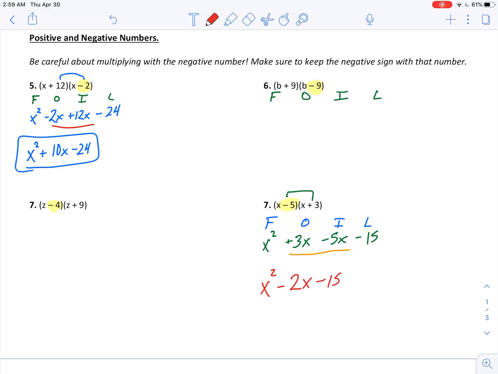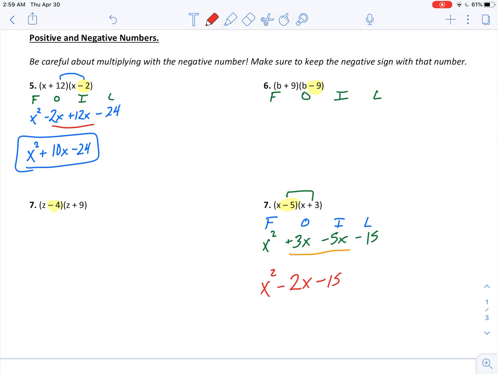So we can see if I had 3x, 3 positives, and 5 negatives, well, then I've got 2 more negatives than I have positives. So that's where that negative 2x comes from.